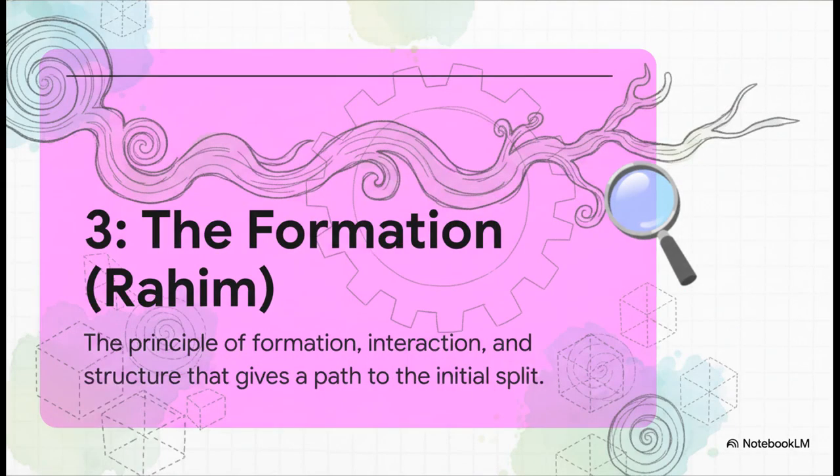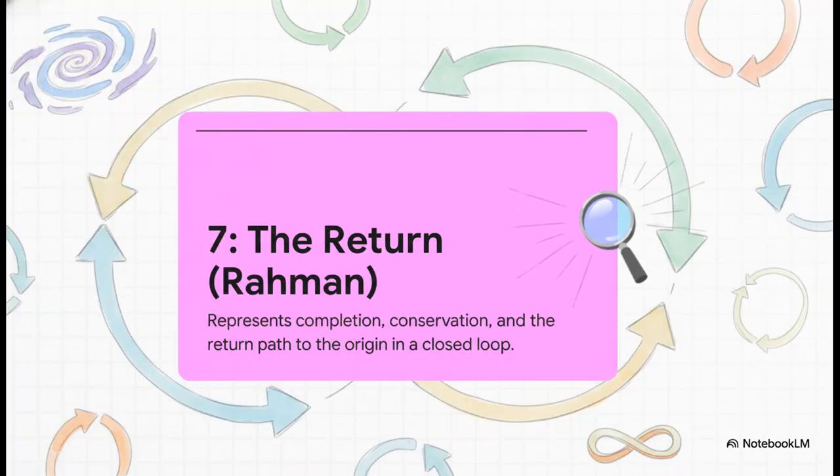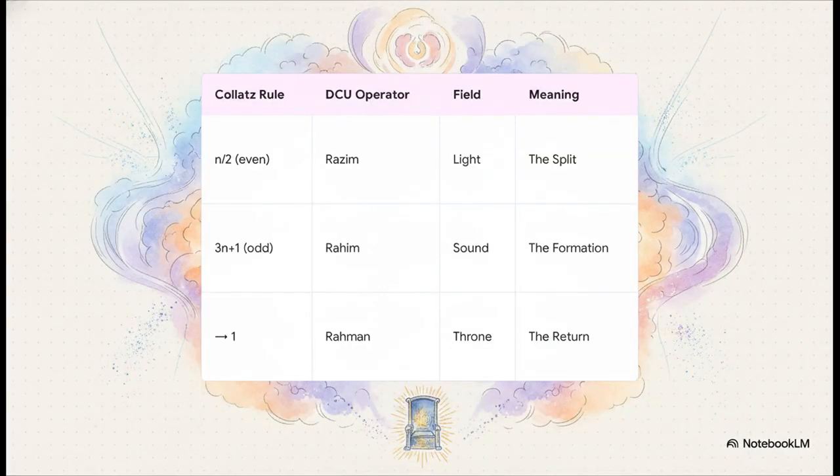Next up is 3, which the source labels the formation, or rahim. This is presented as the principle that gives that initial split a path and a structure. It's the engine that gives it direction. And finally, we have 7. This represents the complete cycle, which is termed the return, or Raman. It's interpreted as the guarantee that the whole system is a closed loop, where every path always resolves back to unity. This table here really lays out the whole mapping.